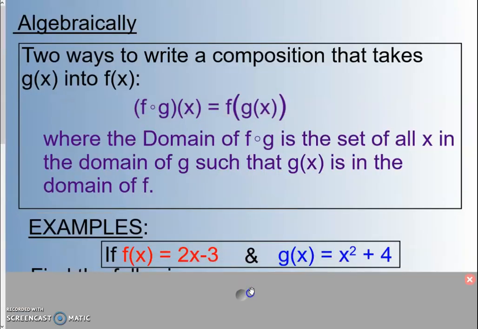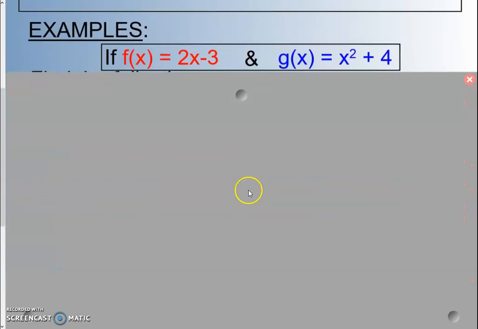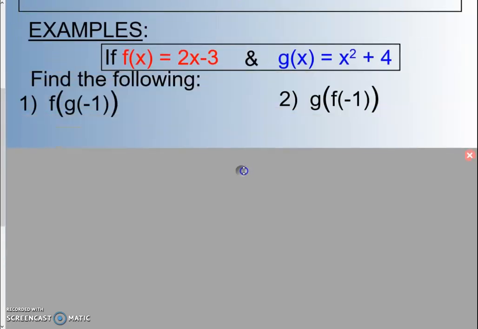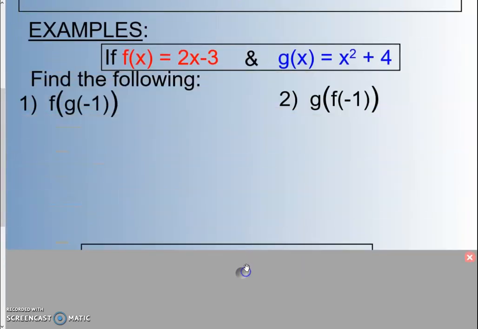So let me take a look at some examples. Let's just do some problems. So I have two functions here, one defined in red, this f function, and one defined in blue, this g function. And let's compose them with a very specific value of x. So if x is -1, what is f of g of -1?